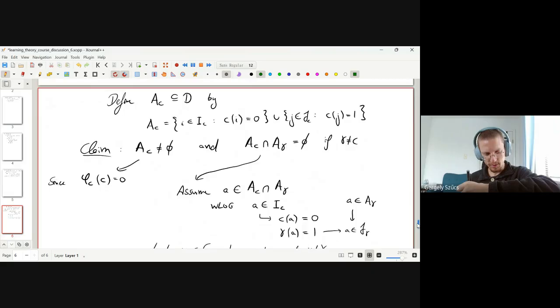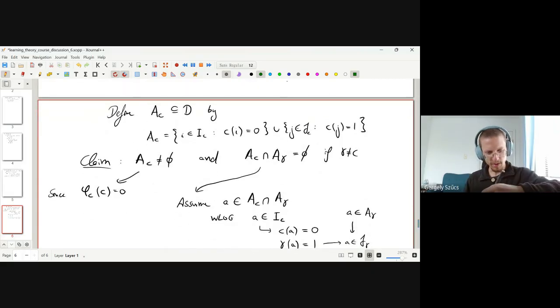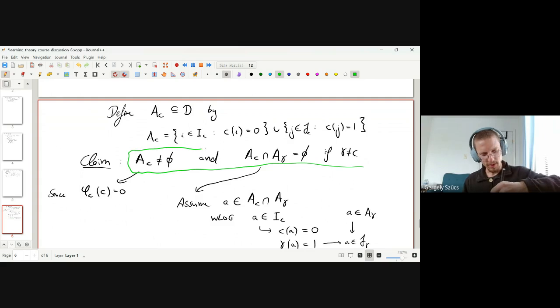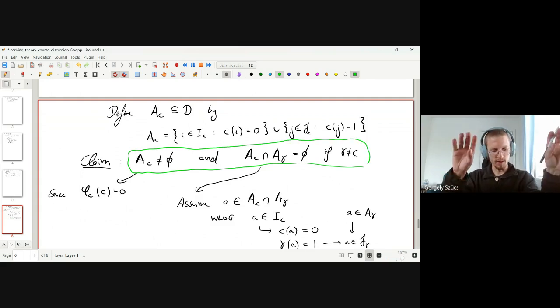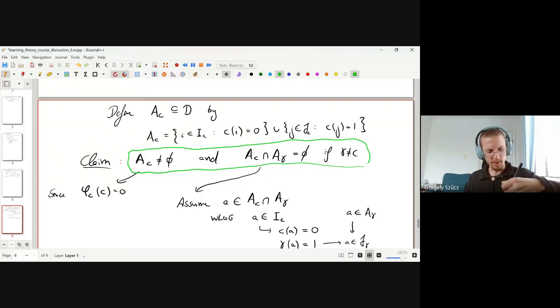Right, I guess maybe to go back here, we have these subsets, one for each element of C. Each is non-empty and disjoint from the others. So it's impossible to have D plus one of those by the pigeonhole principle.